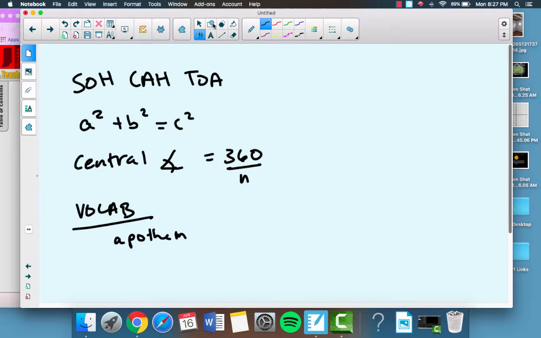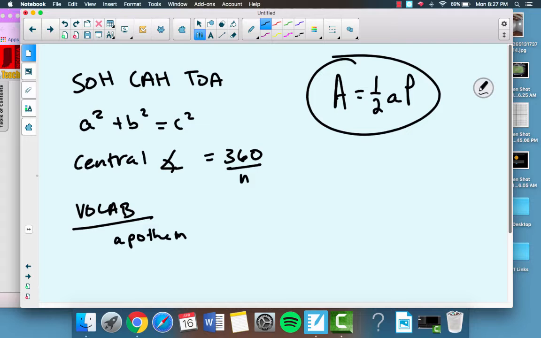And you can do this for any regular polygon. So I could do it for a square. I could do it for a dodecagon. I can do it for a heptagon, a nonagon. Any of these shapes you can do them for. So you just need to know that formula. Area equals 1/2 apothem times perimeter. Make sure you have that written down.